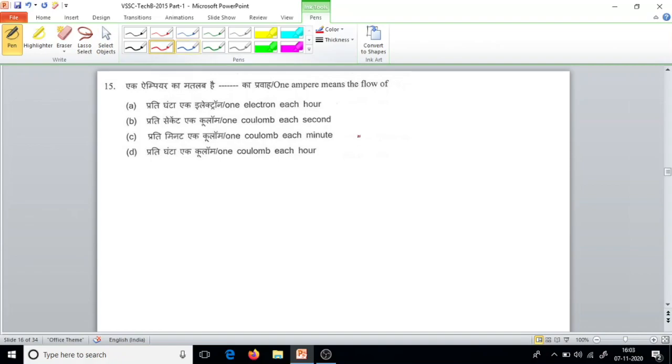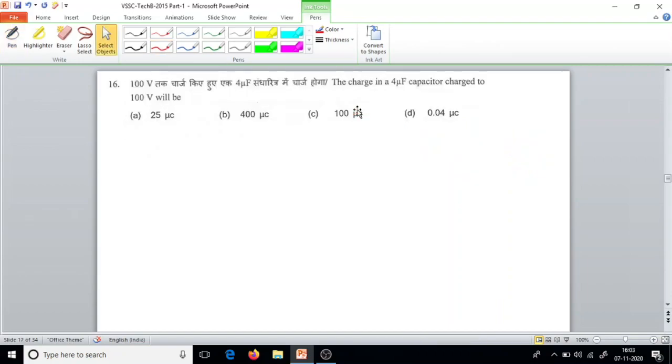1 ampere. 1 ampere means what? What is current flow? I equal to dq by dt. That is, 1 ampere of current means 1 coulomb should flow in 1 second. Okay. Now what is the question? 1 ampere means the flow of 1 coulomb charge each second. So the answer is option B.